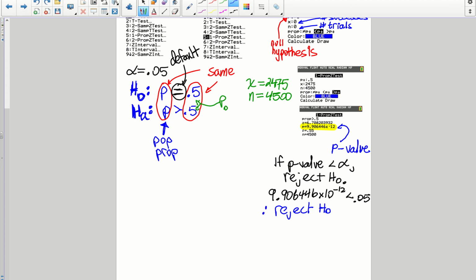So therefore, I'm putting the three dots in the form of a triangle to mean therefore. Therefore, we reject the null hypothesis. And then we just have to write the conclusion, and then that's it for this.